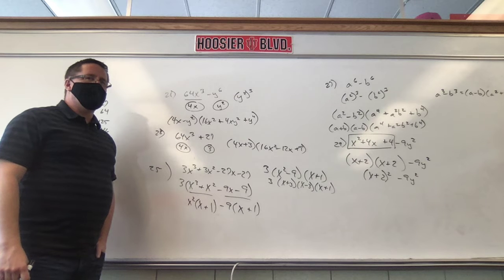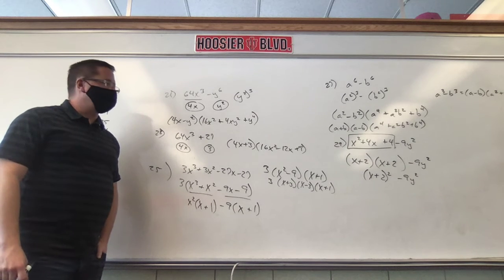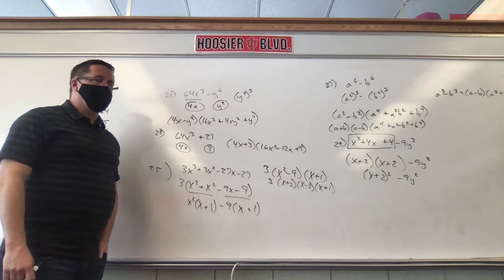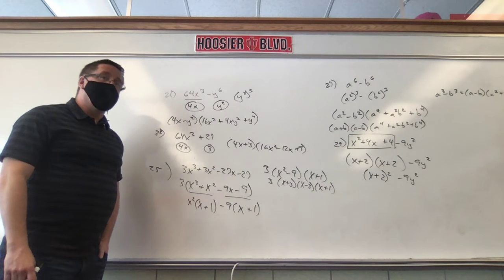Okay, any idea what we do now? We've done it a couple times today. It doesn't really look like this, but we've done this a couple times. We just did it in the last problem. It says x plus 2 squared minus 9y squared. Again, I never would have given it. What? Difference of squares.